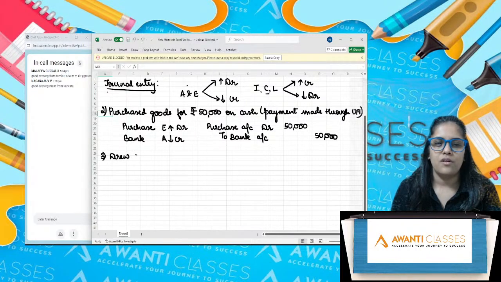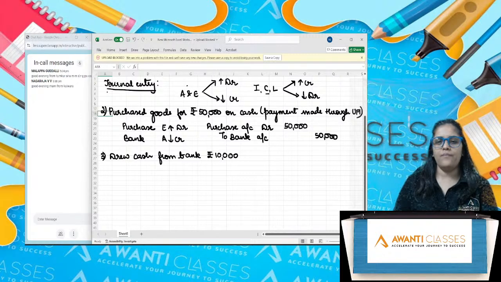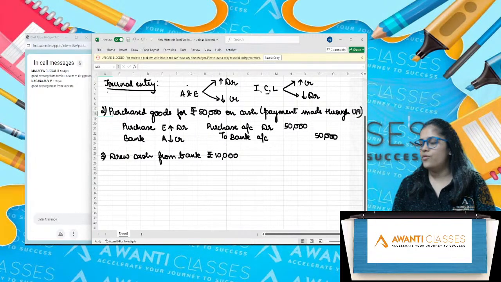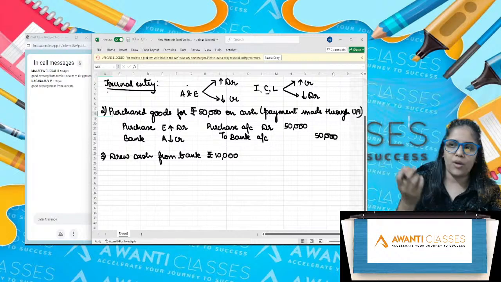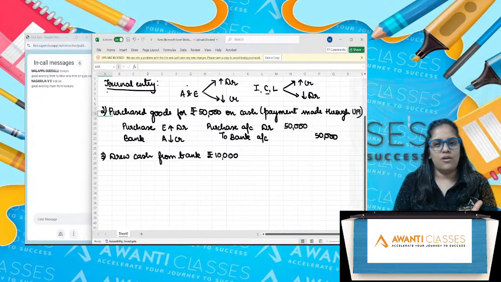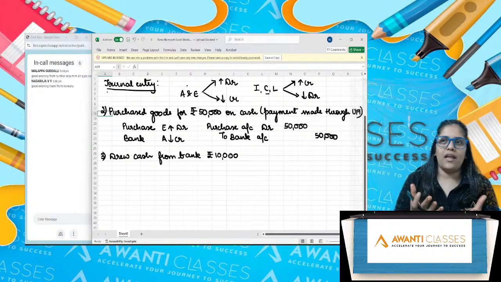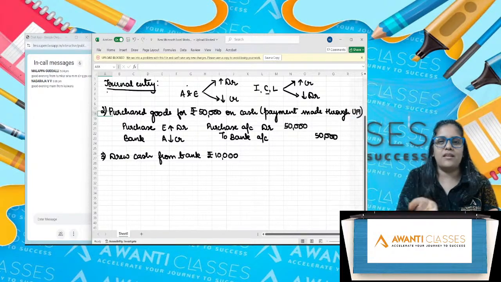Drew cash from bank, rupees 10,000. That means you are removing money from your bank balance. Why? Because you want to have cash in hand. So your bank balance will decrease and your cash balance will increase.